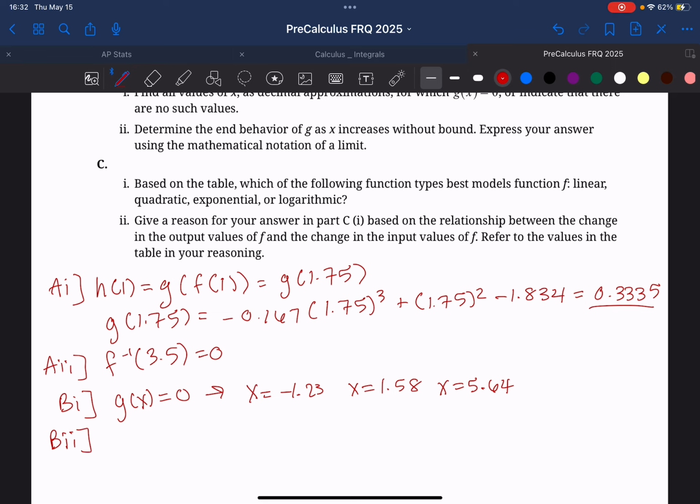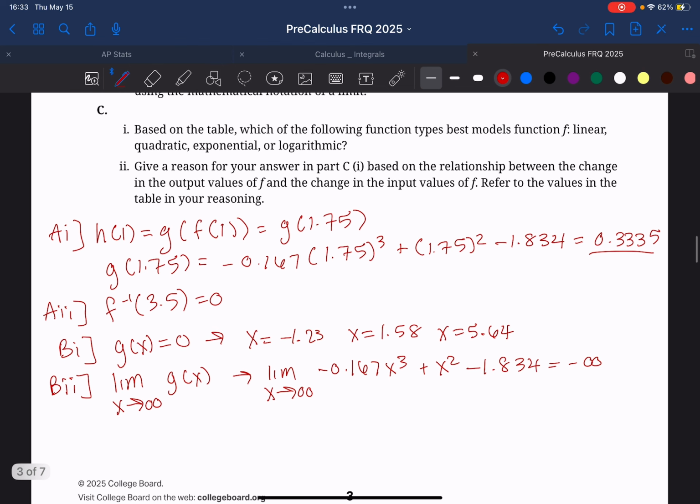Okay. B, part 2 says determine the end behavior of g as x increases without bound. Express your answer using mathematical notation of a limit. So what it wants us to find is the limit as x approaches infinity of g of x. So that's the same as the limit as x approaches infinity of negative 0.167x cubed plus x squared minus 1.834. And if we plug in all those values that are going to lead up to infinity, we're going to find that this limit is equal to negative infinity.